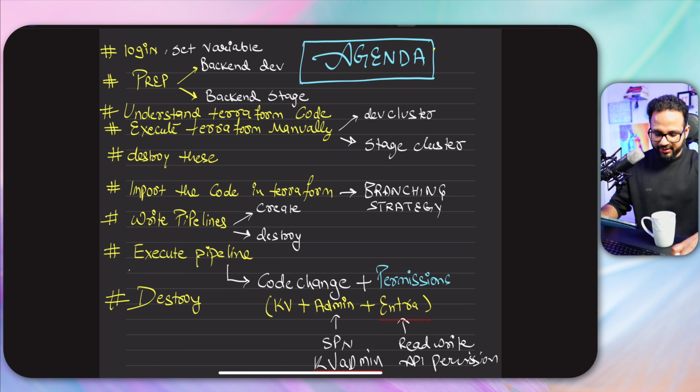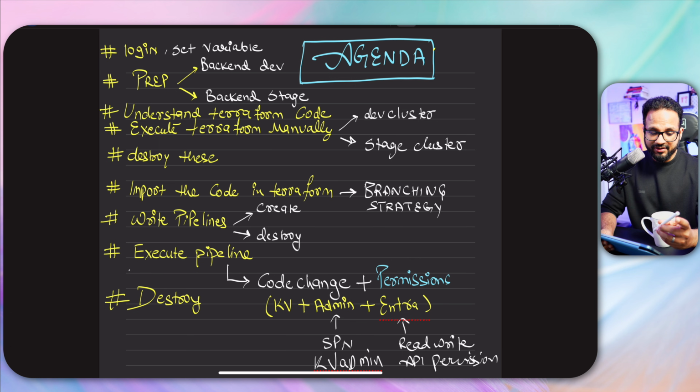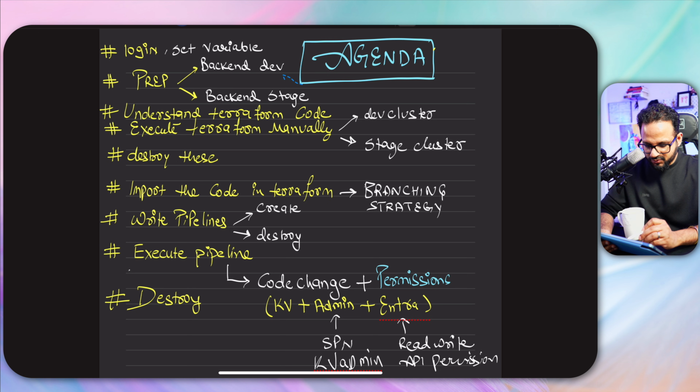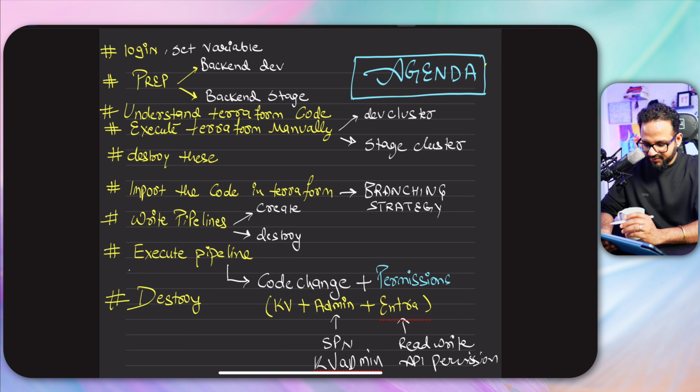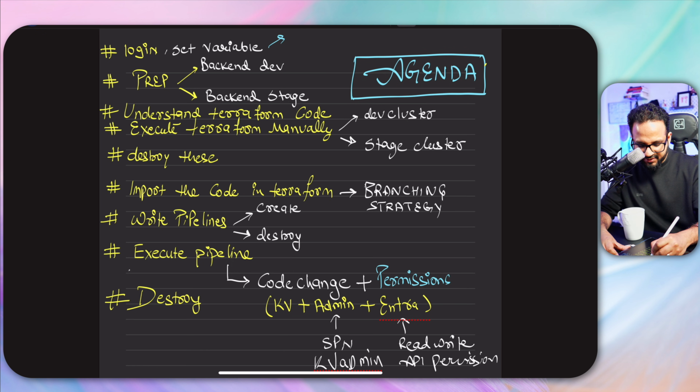Okay, we started with, let me just move it over here. We did the login. Actually, I was already logged in, but this is where you will start. You will start with az login, and then you set the variables. Let me just add it over here before I forget. I'll move this agenda over here. And what variables did we set? First is the subscription ID. We did set it in both the dev and stage folders.